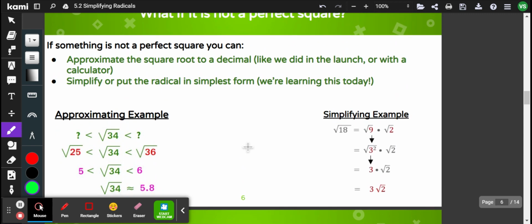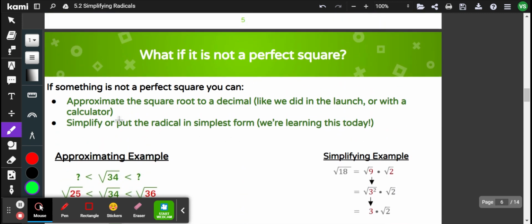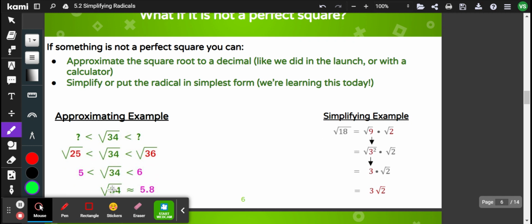Sometimes if a number is not a perfect square, you can just use your calculator and get an approximation, like in this case. The square root of 34 is 5.8. Or you can simplify that radical, taking it to the simplest form. For instance, in this case, root 18 in the simplified form is 3 root 2.